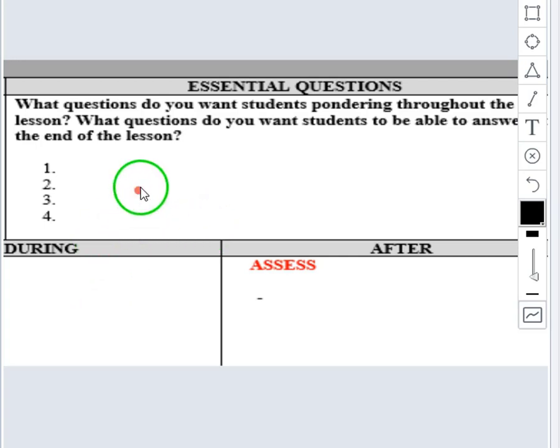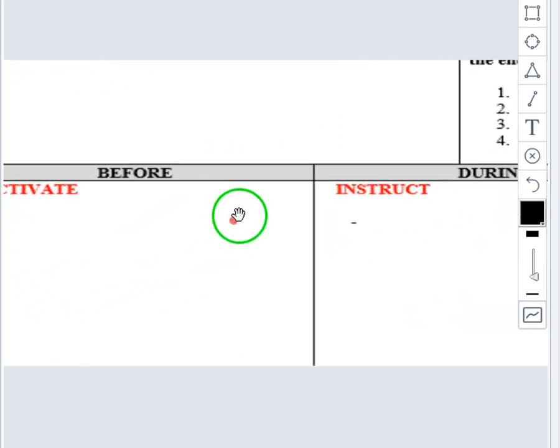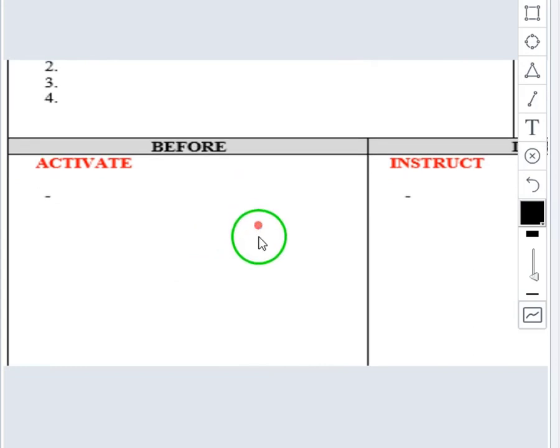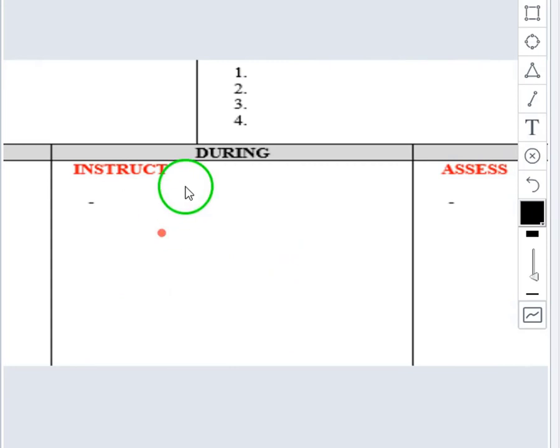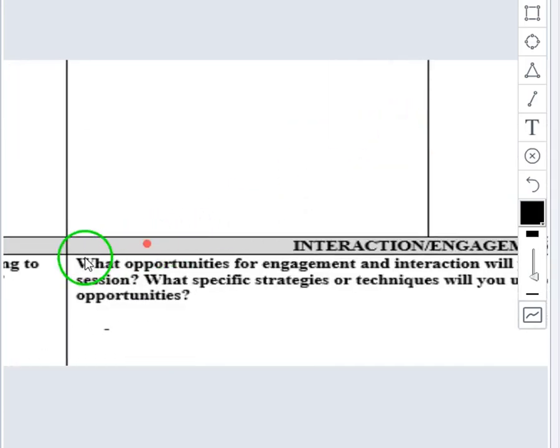And then what do you want them to be able to answer by the end of the lesson? And then we're going to take our actual presentation and break it down into 3 segments. So you've got the before segment, where you're going to activate the students' prior knowledge. You've got the during segment, which is where the actual instruction takes place. And then you have the after segment, which is where you're going to assess both the content of the lesson and also your teaching practices from time to time.